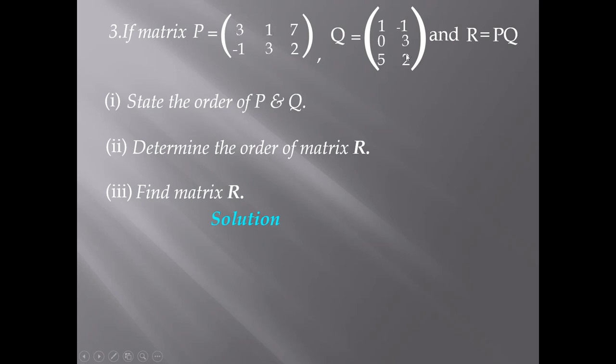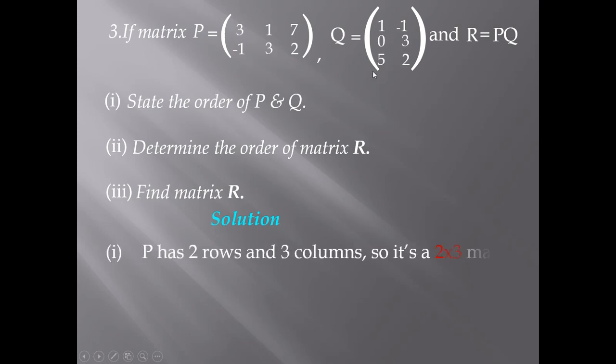How about matrix Q? How many rows do you see? Rows are horizontal. So this is the first row, second row, third row. First column, second column. So meaning that Q is a 3 by 2 matrix.